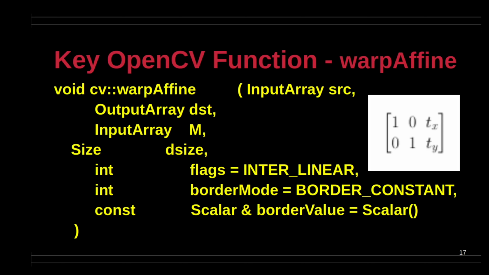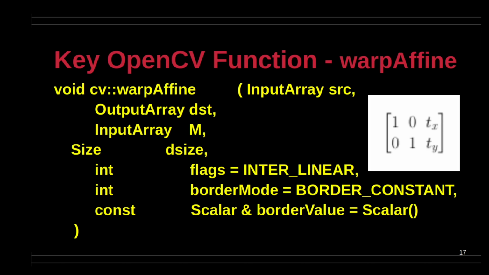For translation, the affine transformation matrix is a 2 by 3 matrix. The size of the output image and the type is the same as that for the input image. The flags can be a combination of interpolation methods. We covered the basic interpolation methods in our scaling tutorial. Border mode represents the pixel extrapolation method.